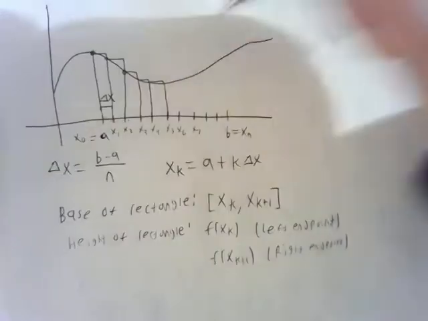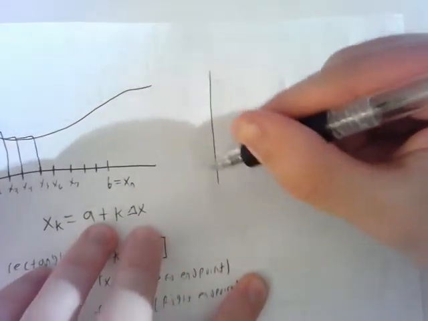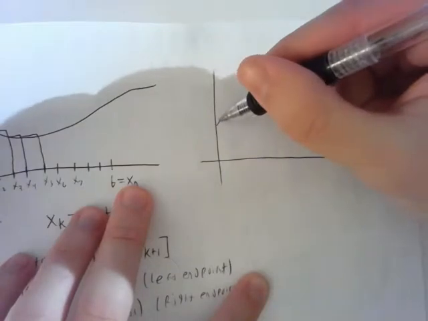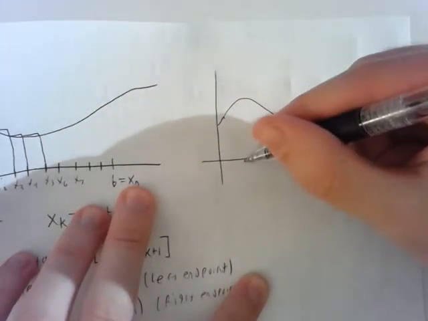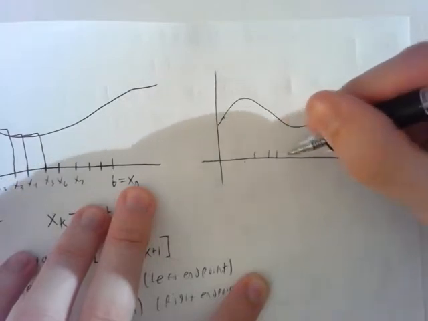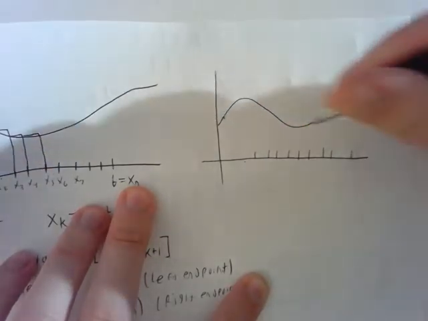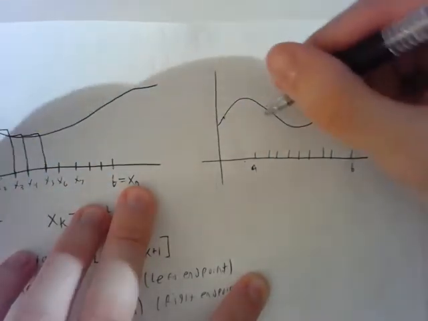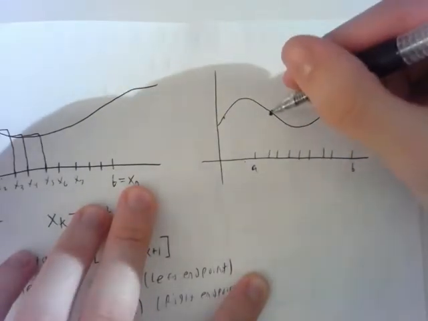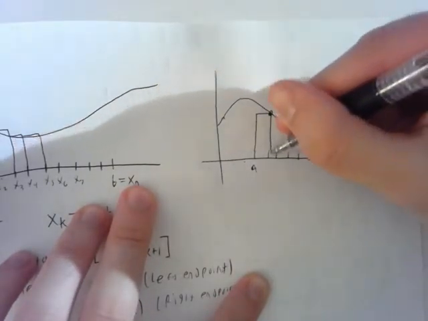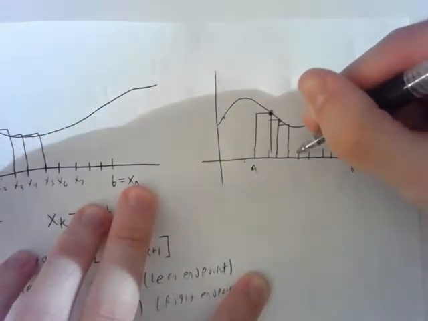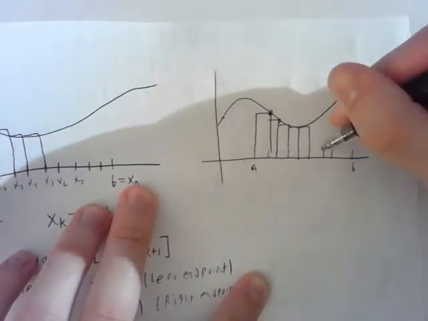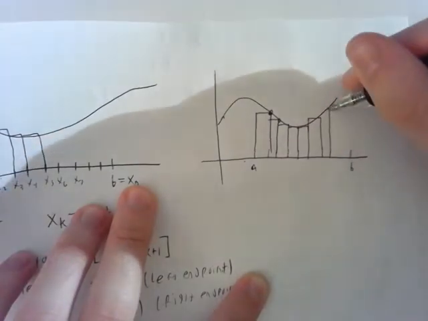If I redraw this graph over here, if I want to use the right endpoints, then my rectangles would look something like this. Both of these things will give me perfectly valid estimates for the area beneath this curve.